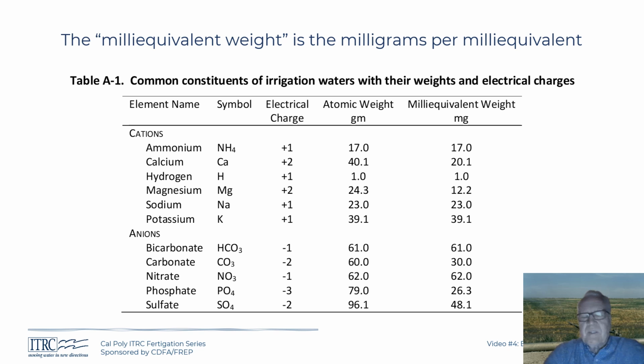Calcium then, that's all you need, one more example here. Calcium has a charge of 2. Calcium weighs approximately 40 grams for 1 mole, or 6.02 times 10 to the 23rd atoms. But since it has a 2 charge, you divide 40 by 2 and you get 20 as the milliequivalent weight. And it just goes on. So we have tables like this that basically tell you how much something weighs per charge.